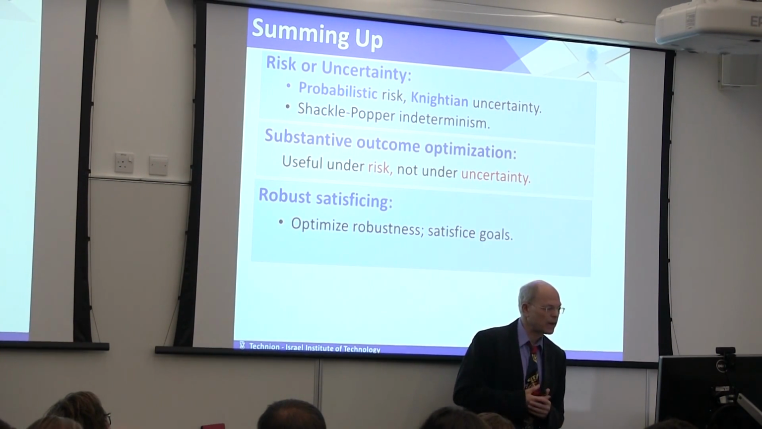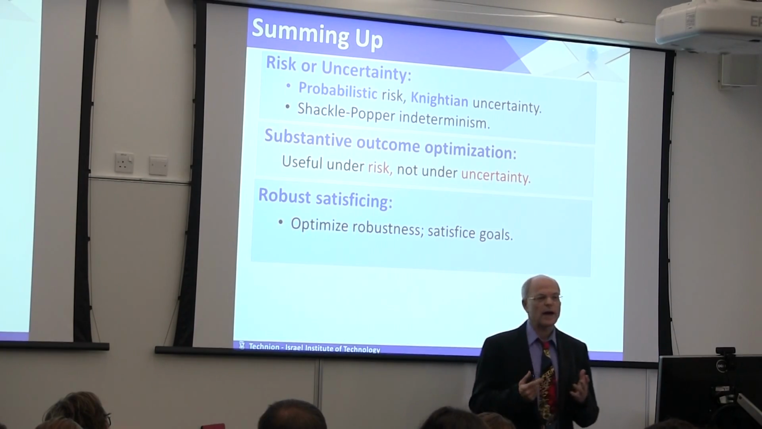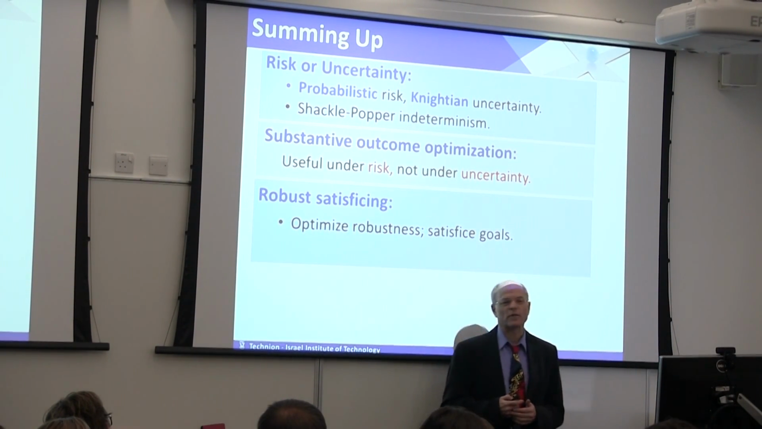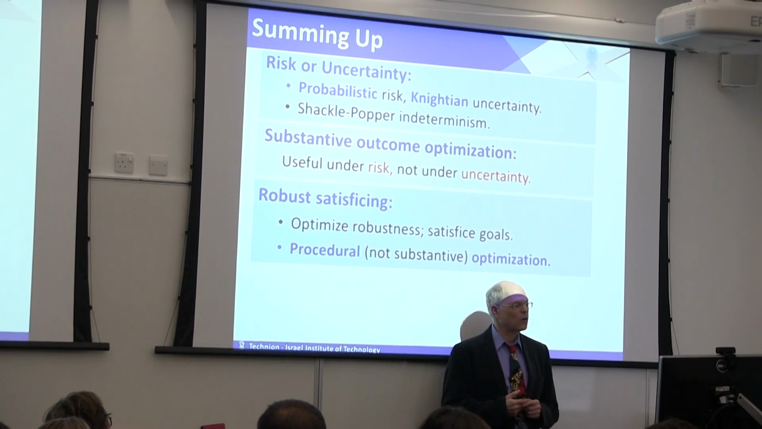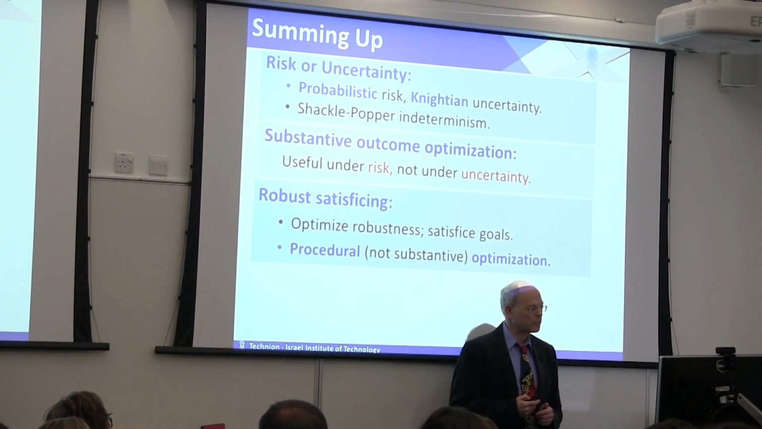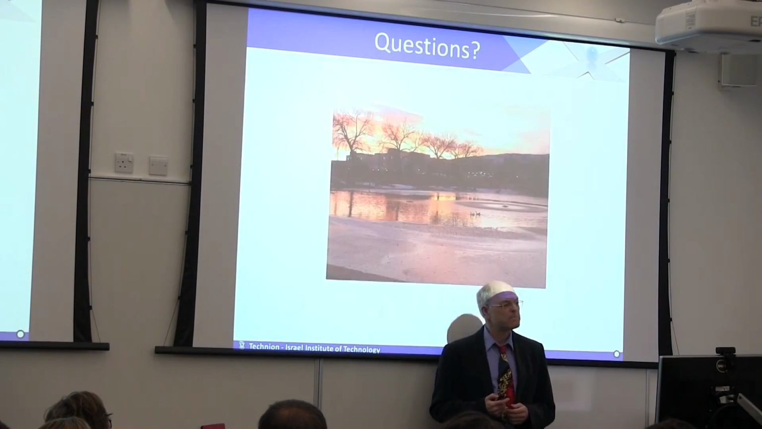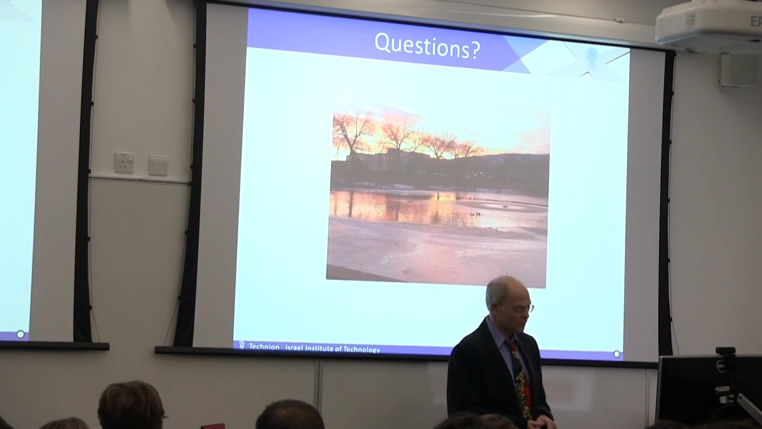And I emphasized robust satisficing. You're going to optimize something that's doing your best. Doing your best is optimizing your robustness to your ignorance and satisficing your goals. That's procedural, not substantive. And I talked about 2 examples. I'm happy to entertain questions.